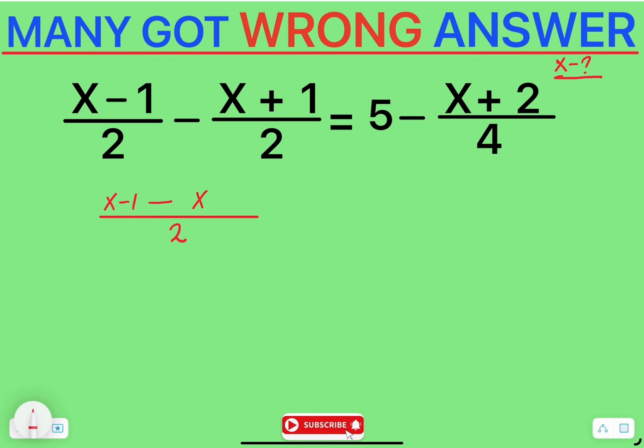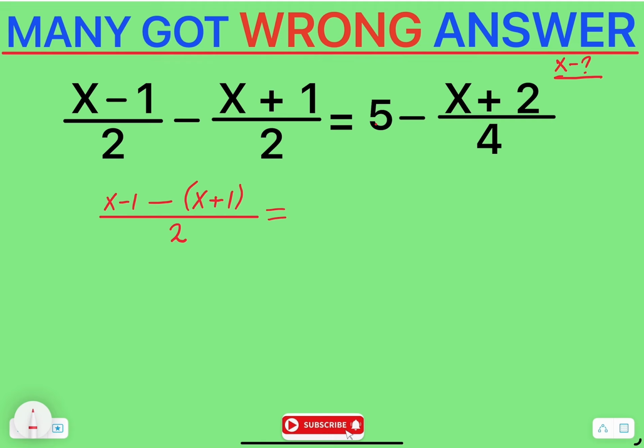This is where everybody makes mistakes. They're writing x plus 1. But this is very wrong. You have to make this whole thing inside of parentheses because you are subtracting the whole thing, not only x. I hope you understand and you're not gonna make this mistake.